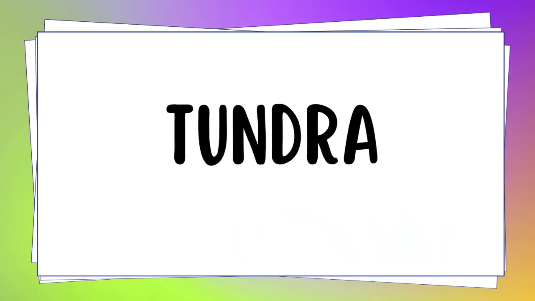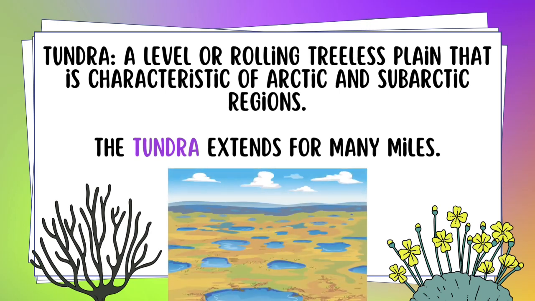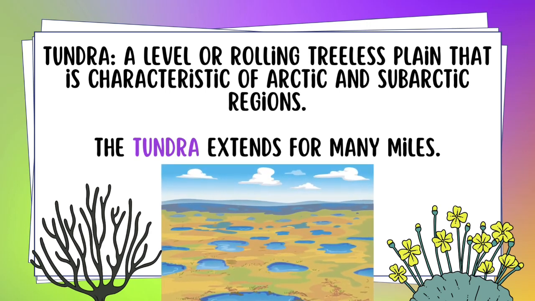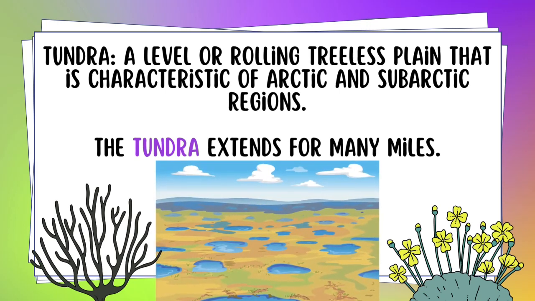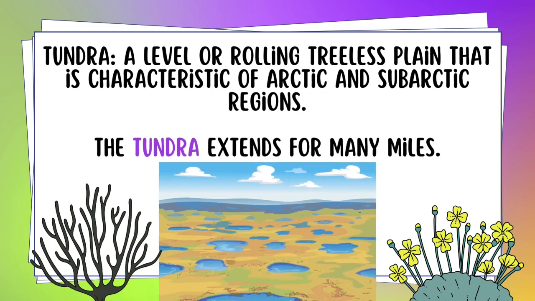Tundra. Tundra is a level of rolling treeless plains that is characteristic of Arctic and subarctic regions. The tundra extends for many miles.